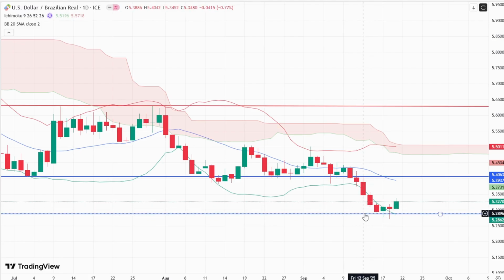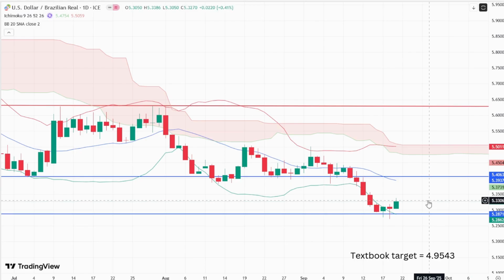I expect the next move for dollar real to be higher first, as a correction probably could get to and be rejected by 5.4063 or by the cloud resistance somewhere around here to resume the downside. The textbook target of this head and shoulders top is at 4.9543.